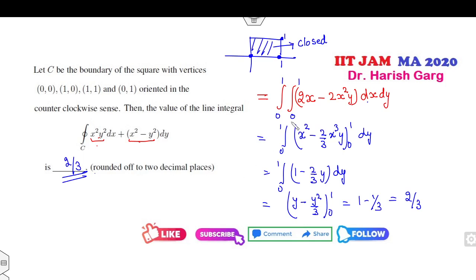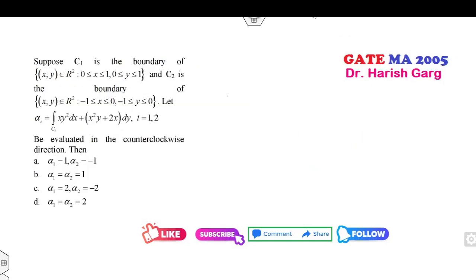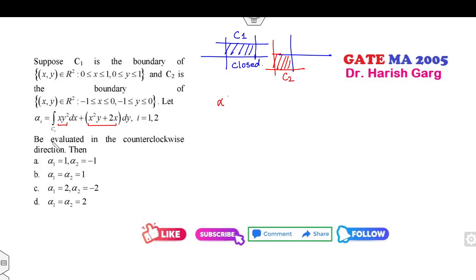Fine. Okay, look at this another one. This is a GATE examination paper. C1 is the boundary of the region x from 0 to 1, y from 0 to 1. This is my C1. Clearly, this is a closed curve. C2 is the boundary of the region -1 to 0 and -1 to 0. Again, you can see this is a closed curve. Again, these are polynomials. Every polynomial is continuous. Their derivative is also continuous. Then you can find the value of alpha 1 by using the Green theorem.